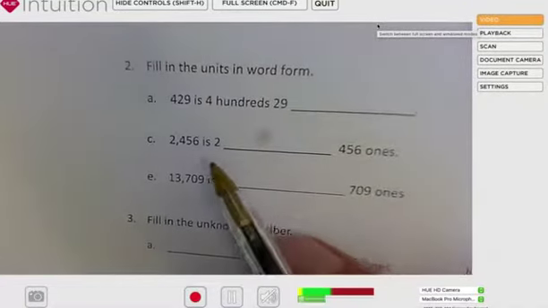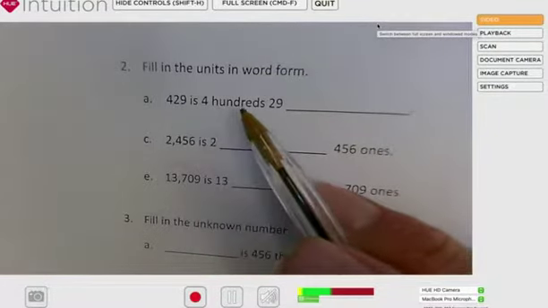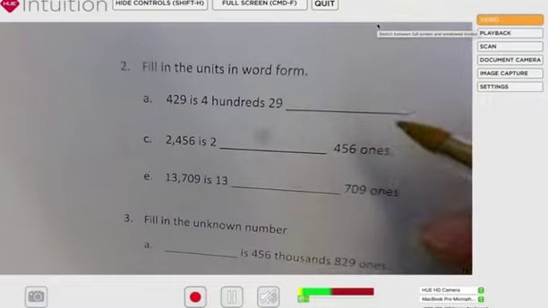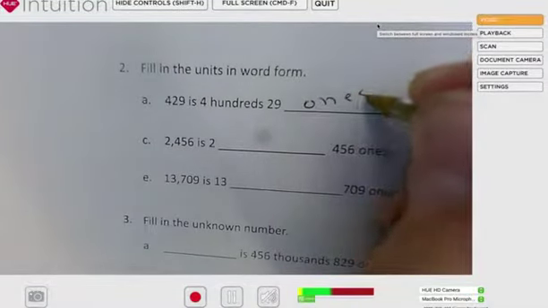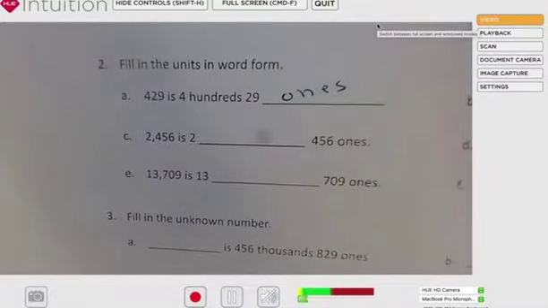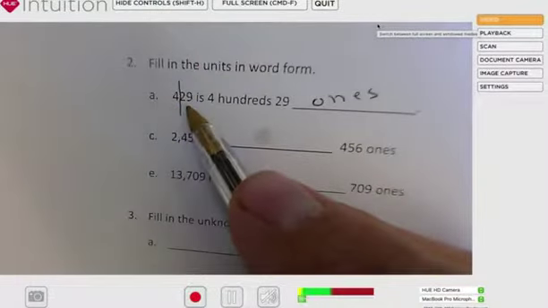This is going to reflect kind of what I was just talking about. Now, 429, and I want you to write the word ones. And again, we don't normally say it like that. However, it could work. You could say it's, if you made a little line here, 400s, 29 ones.